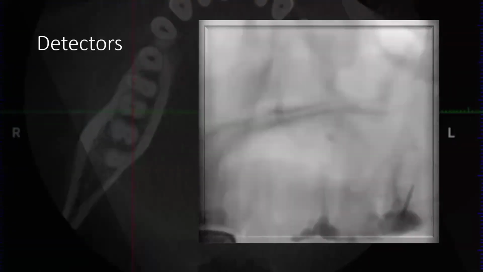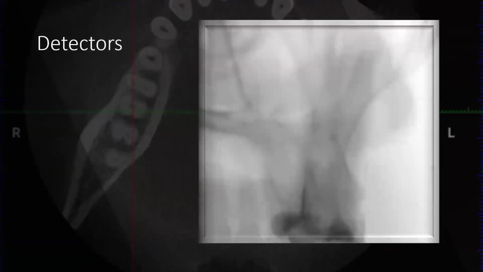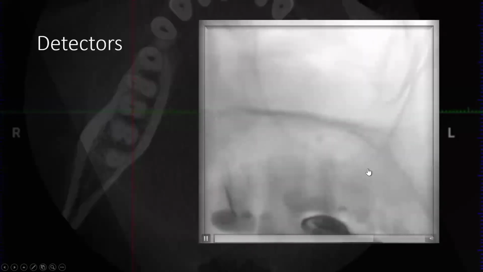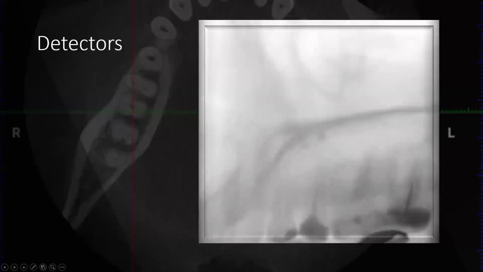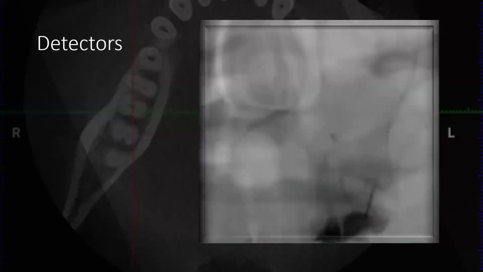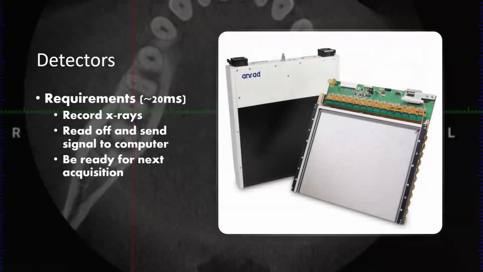This is what the raw image looks like. It's going around the patient and it's basically creating these cephalometric projections. This is limited to the maxilla. And this is not a 3D image. It's just putting together these individual cephalometric projections. So all that data has to be reconstructed into an actual 3D data set.